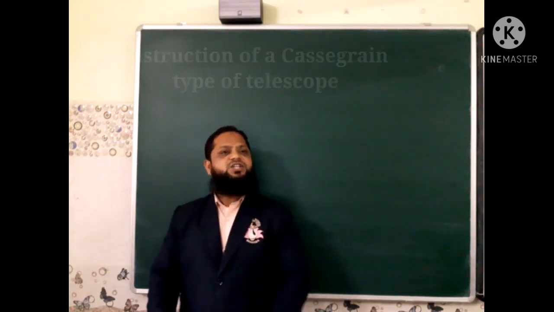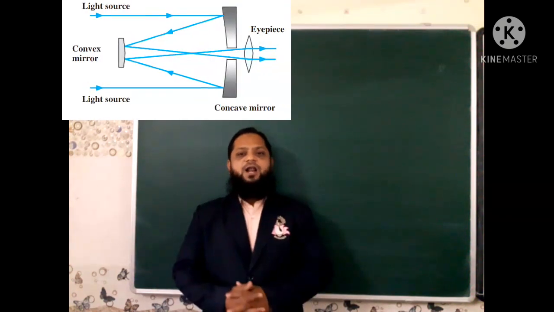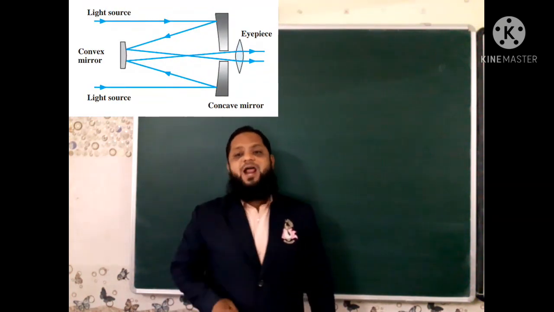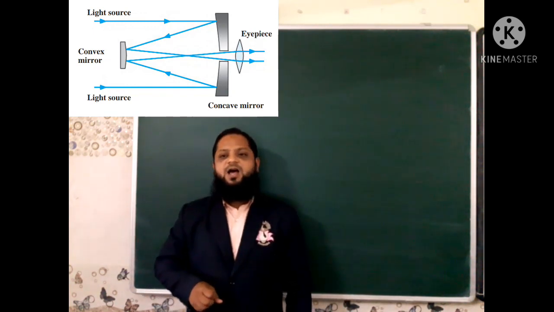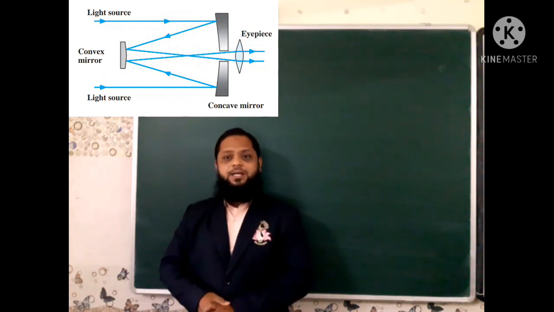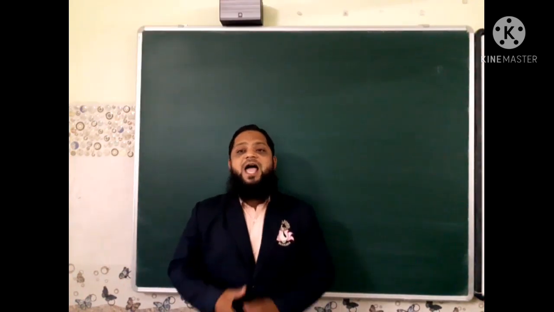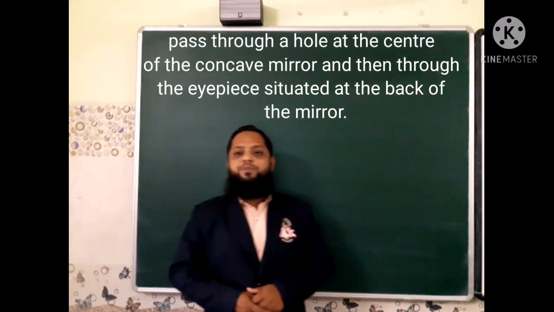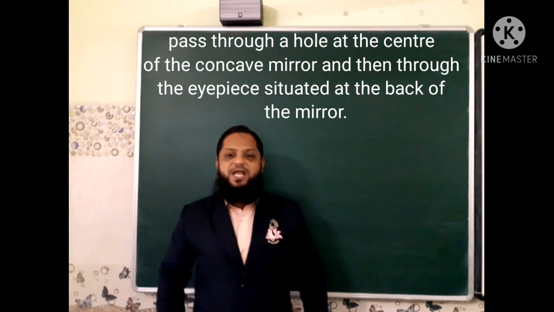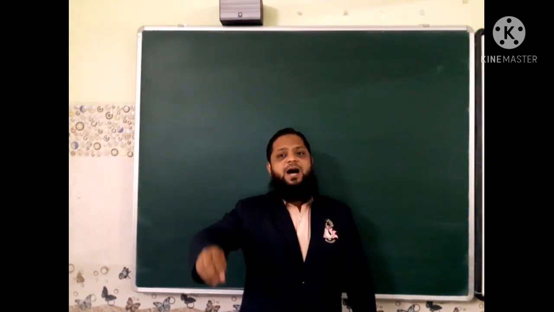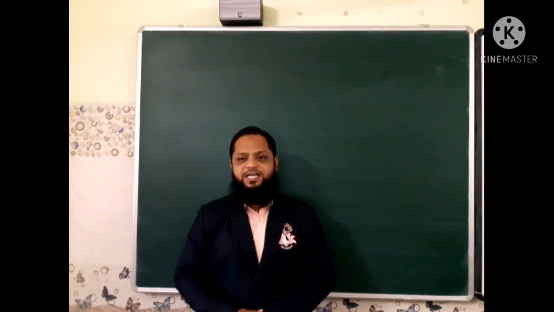Let's see the construction of the Cassegrain telescope. The Cassegrain telescope also uses a concave mirror. Here, light rays after reflection from the concave mirror are reflected back towards it by a small convex mirror. They pass through a hole at the center of the concave mirror and then pass through the eyepiece situated at the back of the mirror. The eyepiece gives us a magnified image of the source. This is all about the Cassegrain telescope.